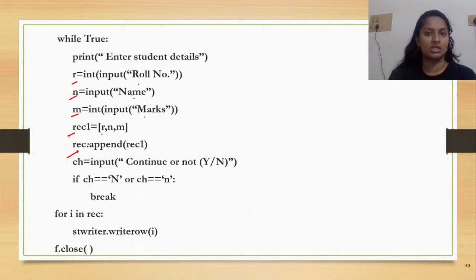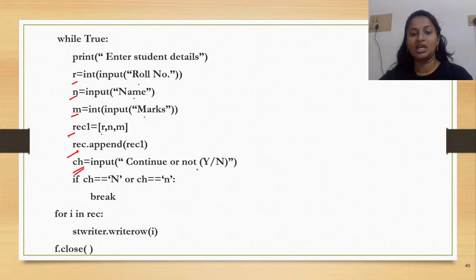Once you're done with appending the details of one student, if you want this to be continued, or if you want more details to be entered, you definitely have to prompt the user for his choice. This choice is inputted in the variable ch. If you have to continue, you press Y. If you press N or small n, you break off from the loop. That means you're done with entering the details and you're coming out of the loop.